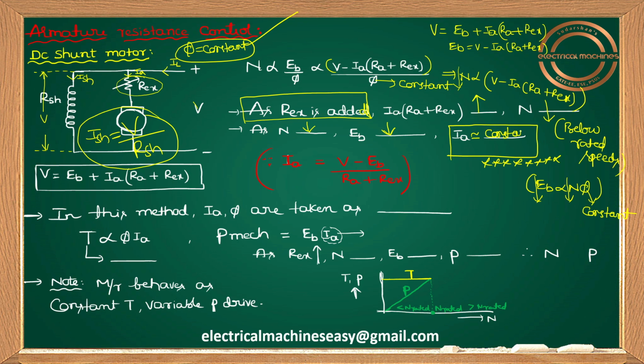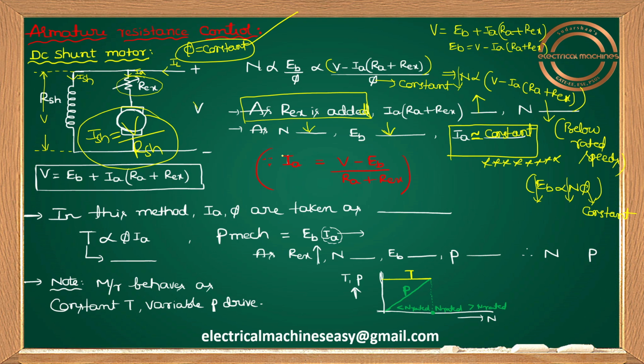Many people will be confused. How can you say that? Because I'm adding some RX value in series with the armature, so definitely armature current will reduce, no? Then why are you saying IA is approximately constant? I'm saying the word approximately, not exactly. Why approximately constant? I'm just taking this relation.